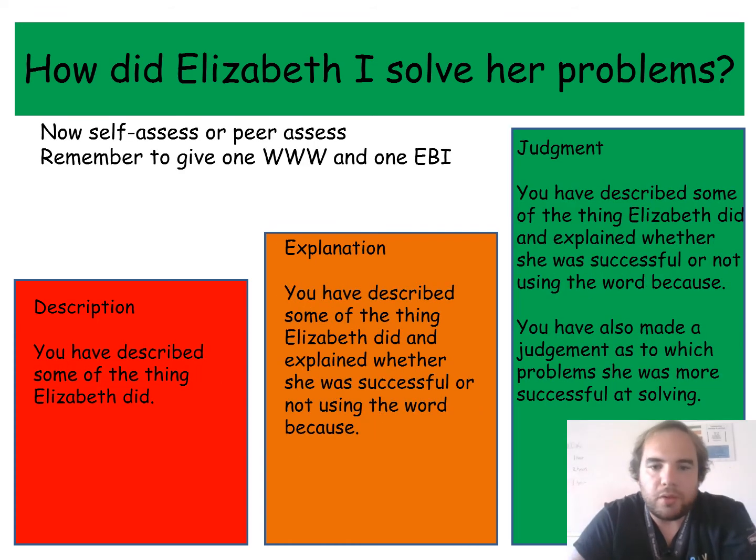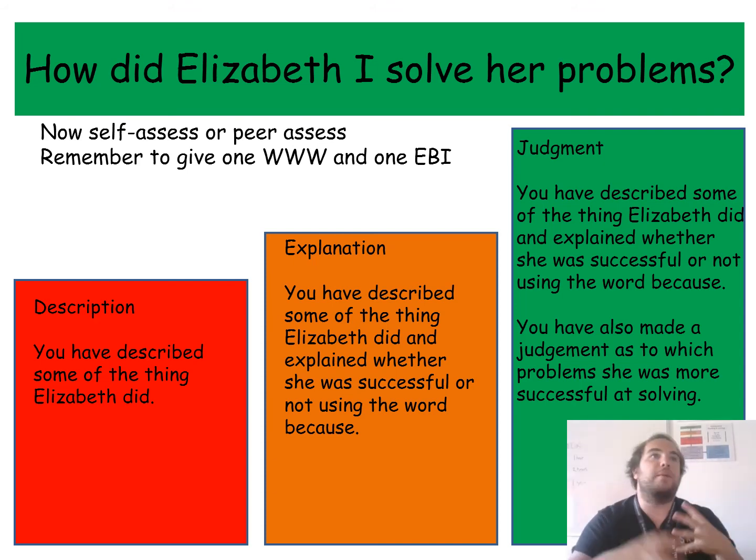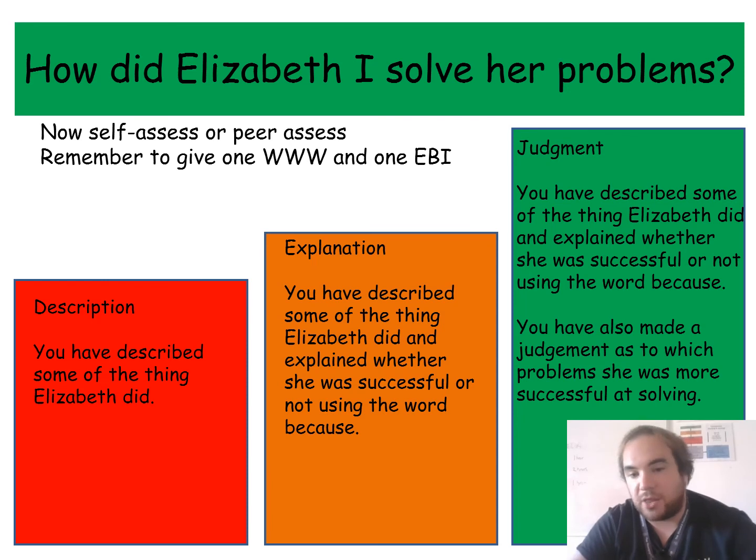Okay? And then once you've done that, you can either self-assess your work, or if you are feeling a bit more proactive, maybe contact another member of the class and ask them to peer assess your work. Okay, if they've done the red task, you're really looking for them to have described some of the things Elizabeth did. That criteria gets a bit tougher as we go further, but if you are peer assessing or self-assessing, remember to give at least one what went well and one EBI, and that's it.